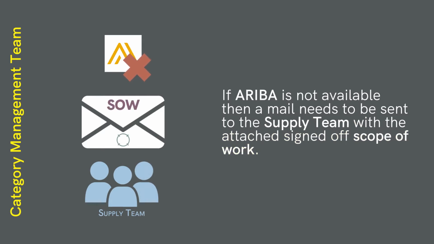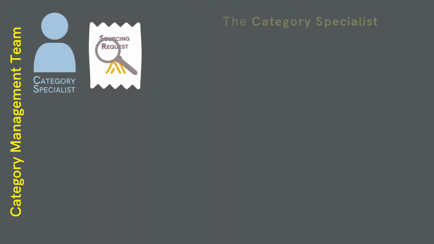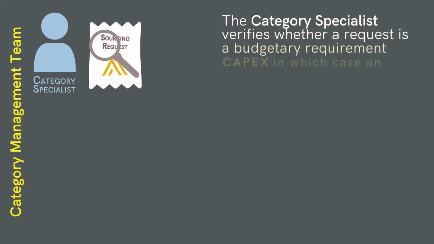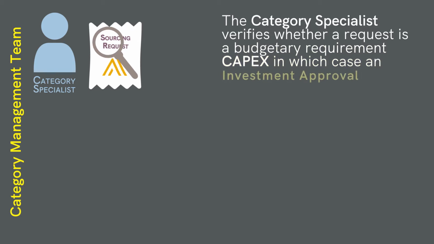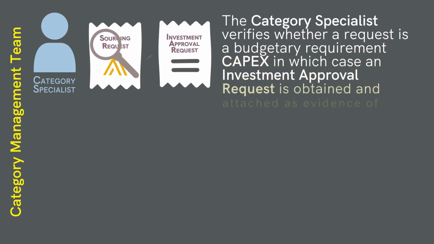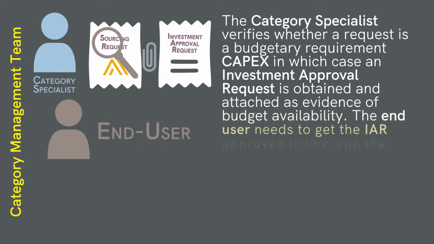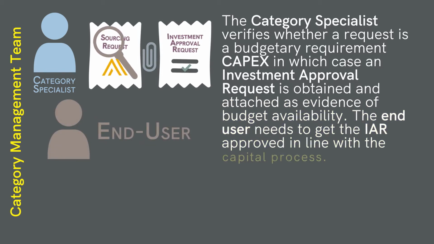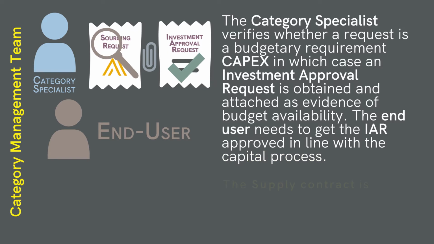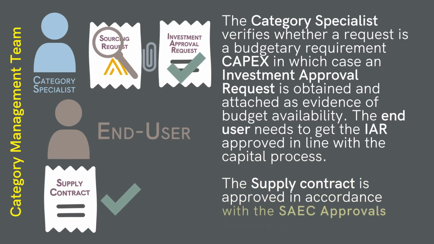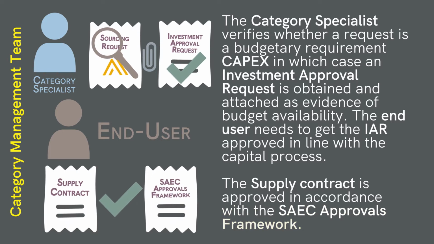The category specialist verifies whether a request is a budgetary requirement (CAPEX), in which case an investment approval request (IAR) is obtained and attached as evidence of budget availability. The end user needs to get the IAR approved in line with the capital process. The supply contract is approved in accordance with the SAIC approvals framework.